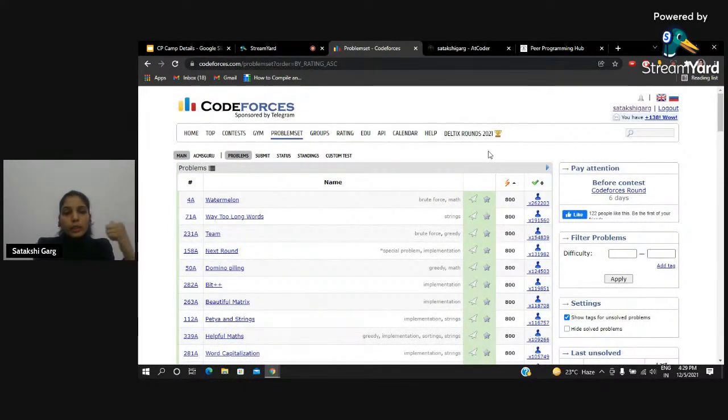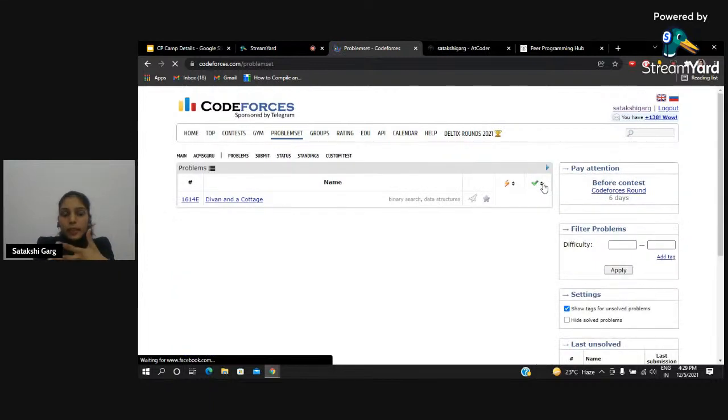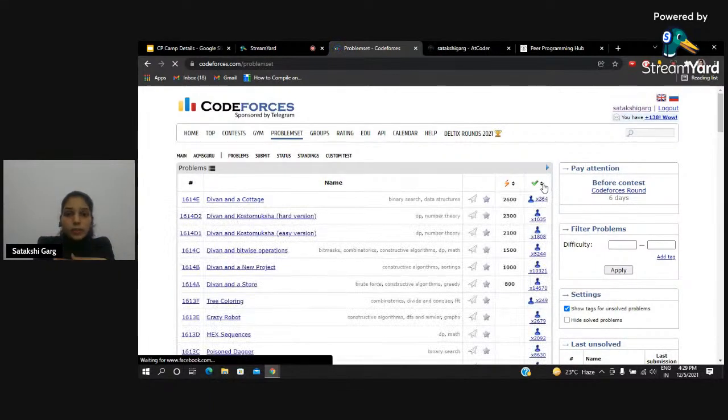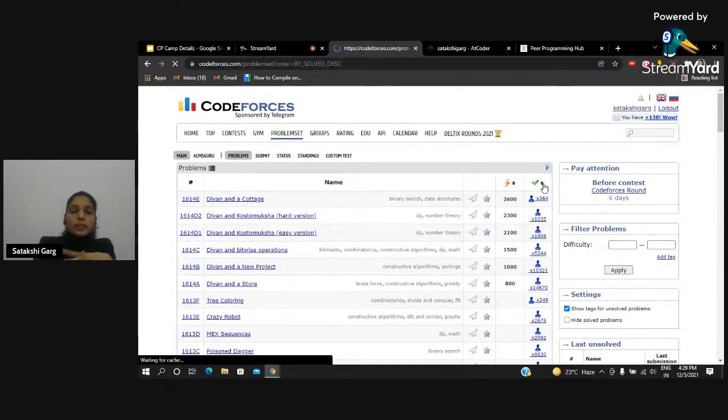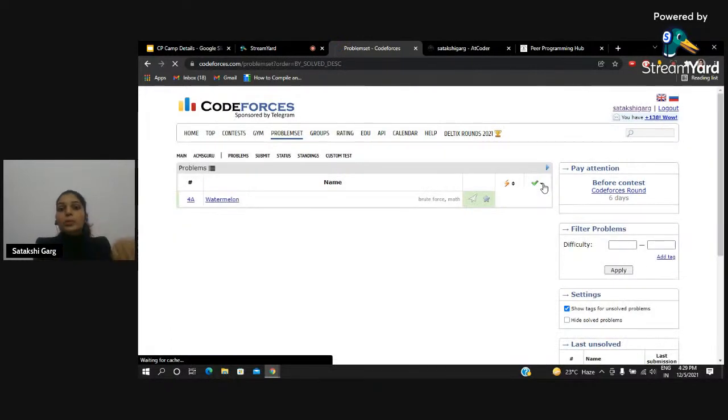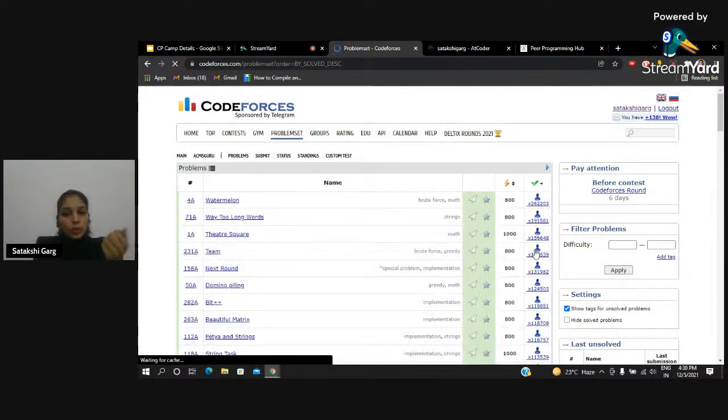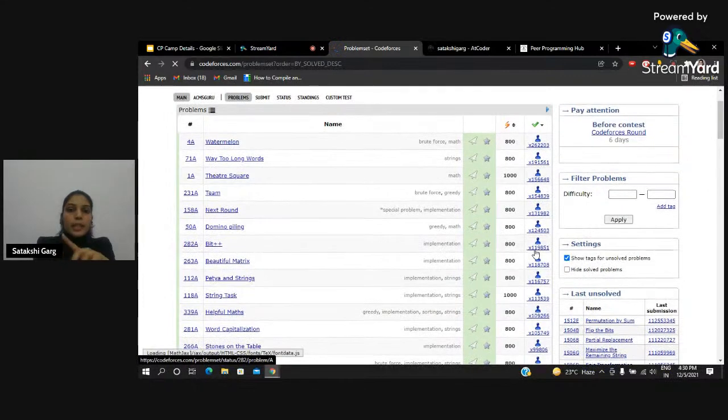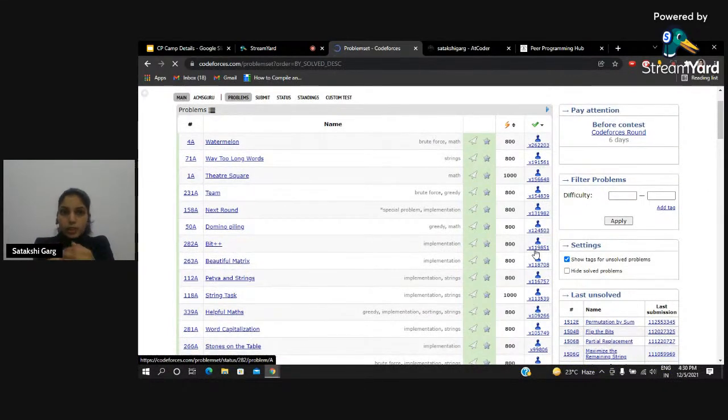In case you want, you may use Codeforces this way, but I'll suggest that instead of sorting it this way, sort it by the number of submissions, because that gives a better idea of the difficulty rating of the problem, since it defines how many users have solved it. So use this feature and solve problems as per the level mentioned by me in the community, right? So that is how it goes.